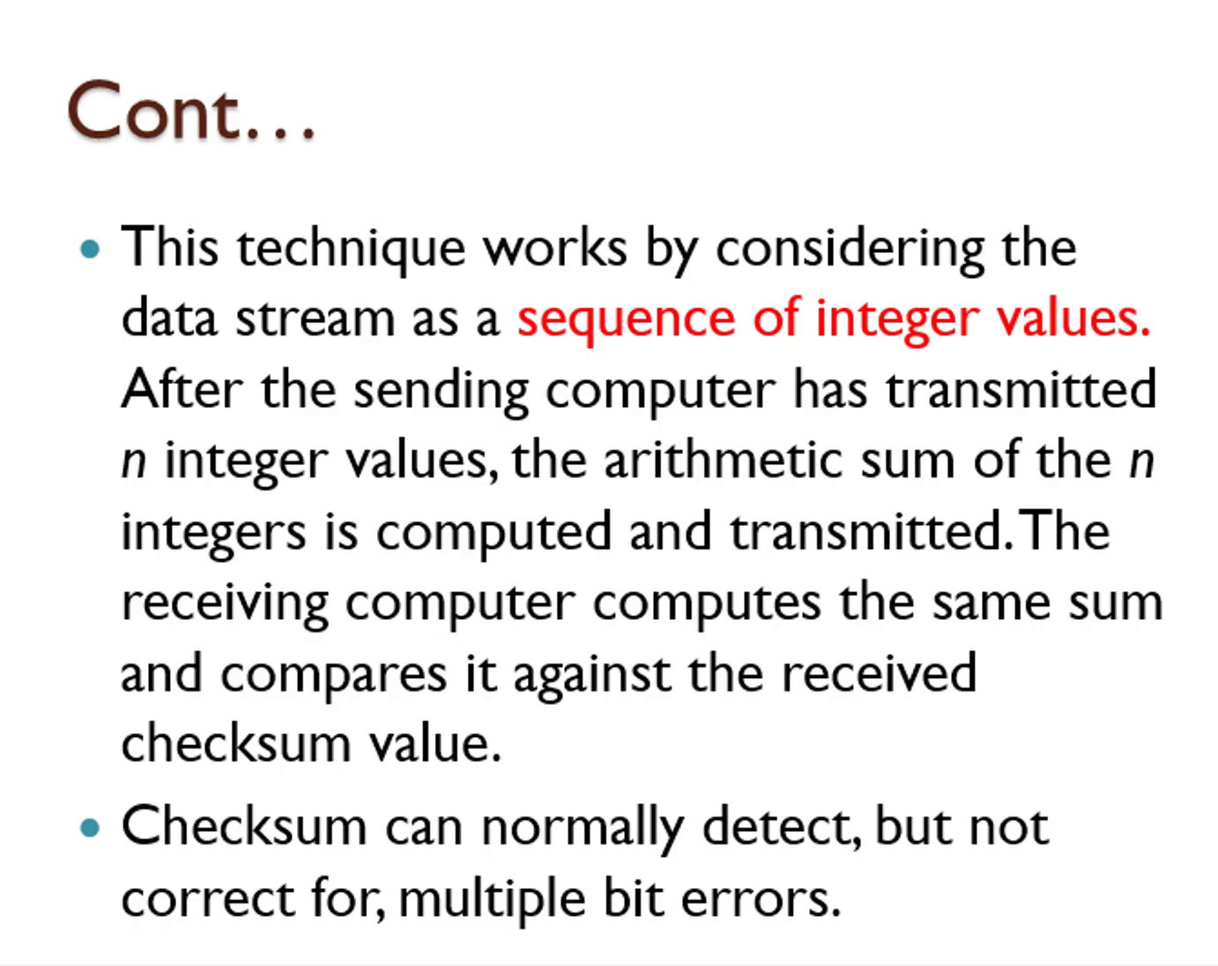This technique works by considering the data stream as a sequence of integer values. After the sending computer has transmitted the integer values, the arithmetic sum of the integers is computed and transmitted. The receiving computer computes the same sum and compares it against the received checksum value. Checksum can normally detect, but not correct for, multiple bit errors.